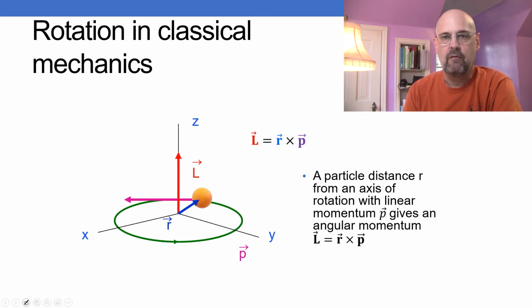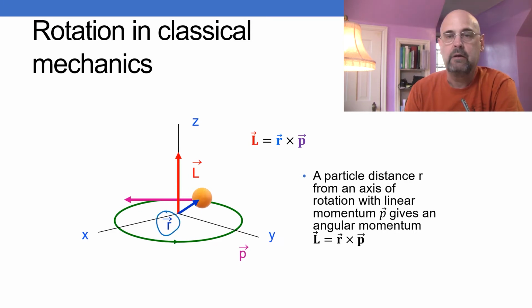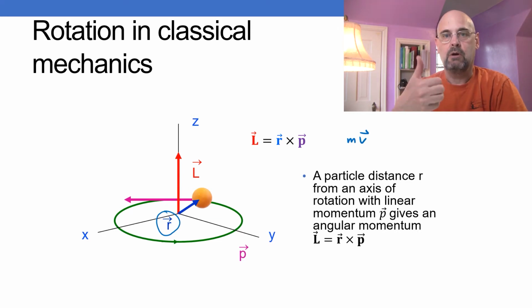r is the vector from the origin to the object. p is the linear momentum of the object at that given time. So classically, that would be just m times the velocity vector. And then the angular momentum, the vector quantity, is the cross product. We take the right-hand rule, rotate, and that will give us the direction of our angular momentum vector.